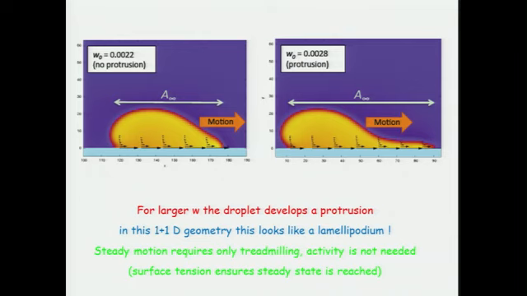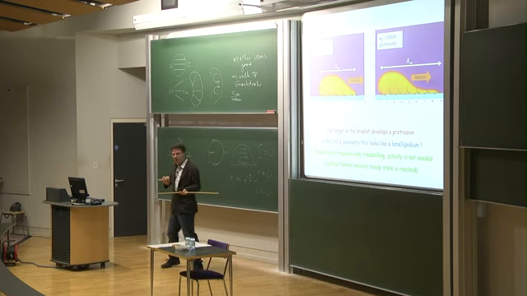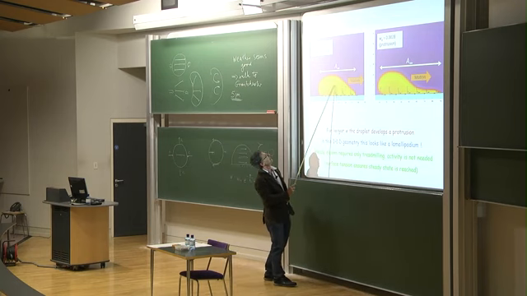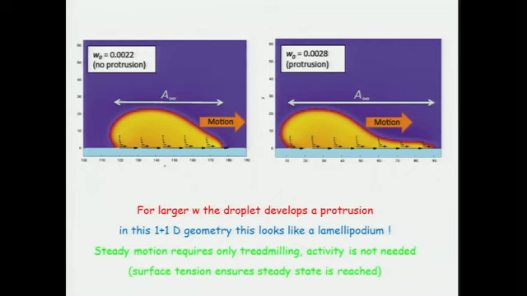Then if you increase the treadmilling, even if you don't have any activity, there is a competition between treadmilling on one side, which has this exponential shape, and surface tension, which tries to pull the membrane back. This gives rise to a phase transition between a motile but quasi-spherical, quasi-circular droplet and one with a foot. This foot already resembles the lamellipodium quite a lot.